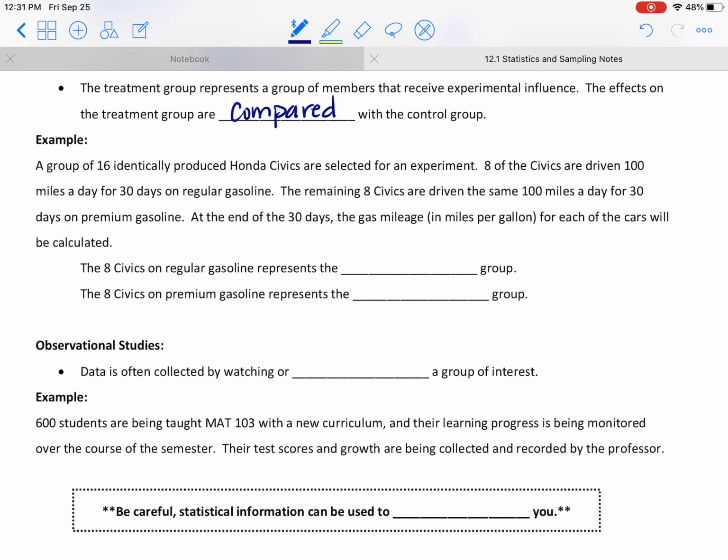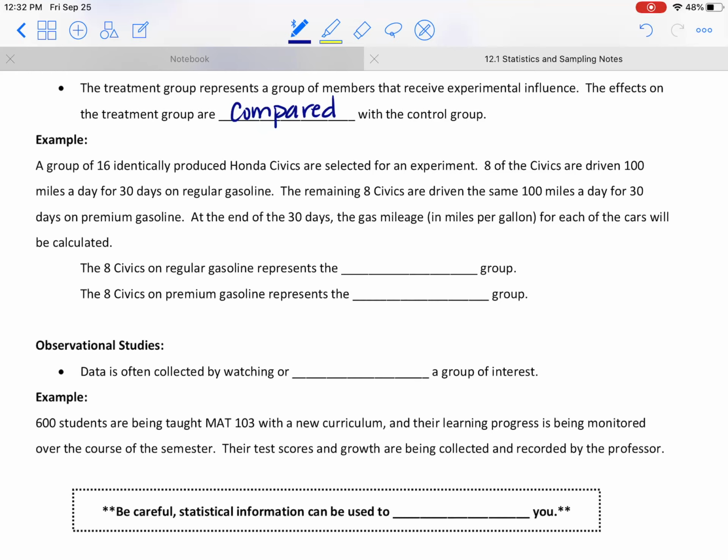Okay, so as a simple example of a type of experiment, let's say there's a group of 16 identically produced Honda Civics that are selected for an experiment. Now, 8 of the Civics are driven 100 miles a day for 30 days on regular gasoline, and the remaining 8 Civics are driven the same 100 miles a day for 30 days but on premium gasoline. At the end of the 30 days, the gas mileage in miles per gallon for each of the cars will be calculated.